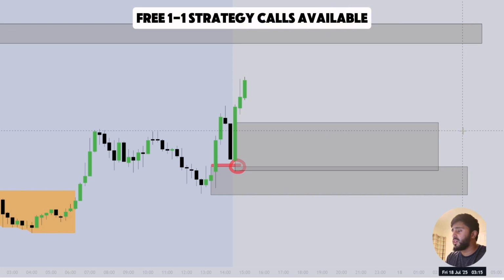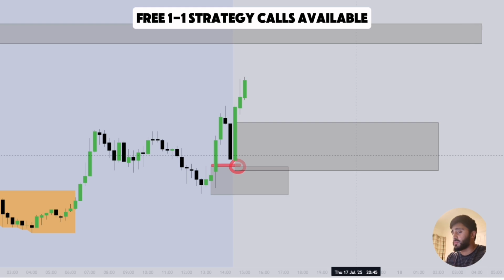It's that simple. So why was I looking for a trade at this area? The reason is because when I trade, I use what I call the XXX model. And so the XXX model is very simple.